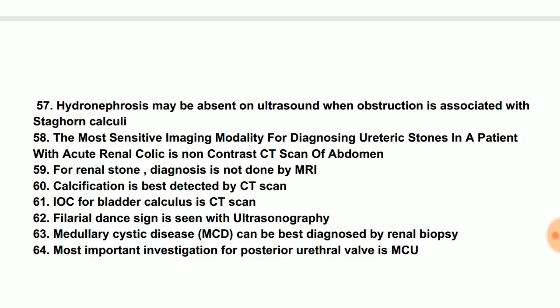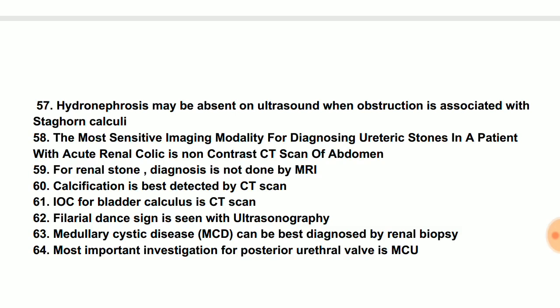The most sensitive imaging modality for diagnosing ureteric stones in a patient with acute renal colic is non-contrast CT scan of the abdomen. For renal stone, diagnosis by MRI. For calcification, CT scan. Investigation of choice for bladder calculus is again CT scan.